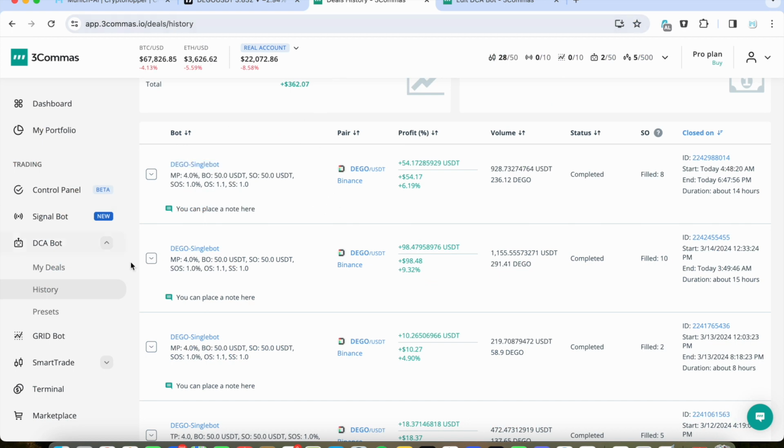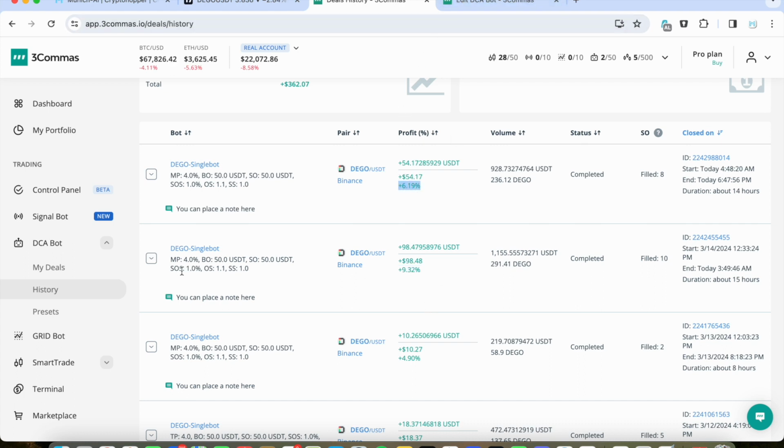At first, check my history, because two days ago I set it up and I already had two closed deals, which gained extra profits on top, so I get the maximum out of the trade. That's because I used a different sell condition combined with take profits. I was able to gain 9.32% on one trade and 6.19% on the other. But how did I do that?